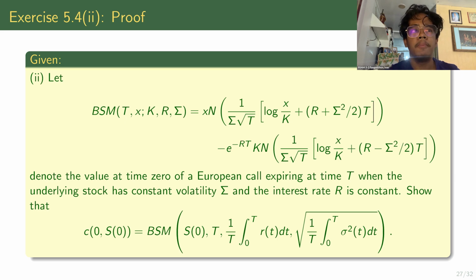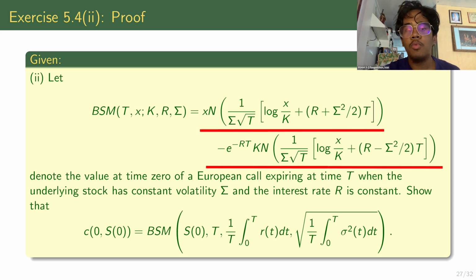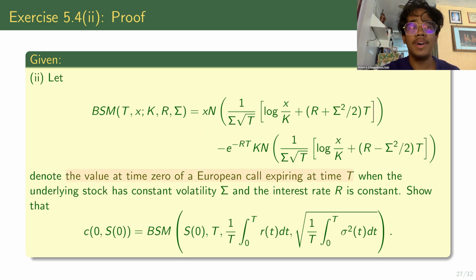Now, let's proceed to the second part of exercise 5.4. We are given the Black-Scholes-Merton function with parameters T, x, K, r, and sigma equal to x times N of 1 over sigma square root of T multiplied by the logarithm of x over K plus the quantity r plus sigma squared over 2 multiplied by T, minus e raised to negative r T K times N of 1 over sigma square root of T multiplied by the logarithm of x over K plus r minus sigma squared over 2 times T.